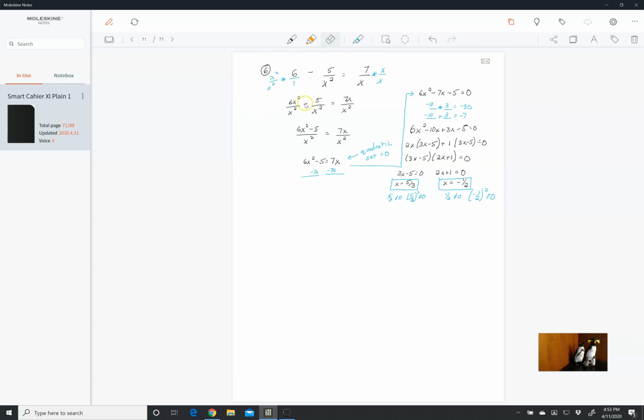So this one was really nice in terms of finding the common denominator. It wasn't that hard, but then when we got to this point, it became longer. Not harder, but longer, because we had to actually go through and factor it. So it's quadratic. Okay, next one.